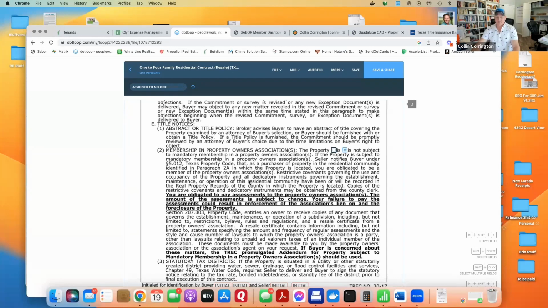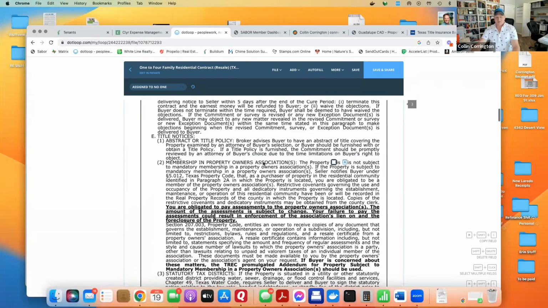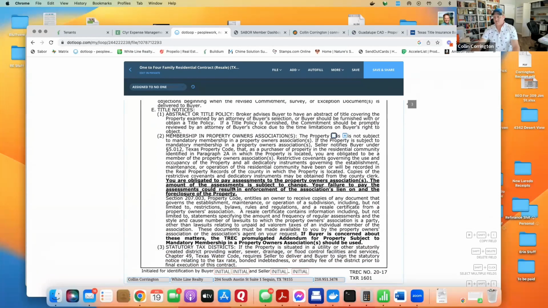So I happen to know this one is not subject to a mandatory property owners association. Okay. By the way, guys, also notice it says mandatory. There are optional HOAs. If it's in an optional HOA, it is not in a mandatory HOA. So you would say it's not mandatory, right? So they're only worried about mandatory here. All right, questions, comments, concerns about the survey, objections, and or HOA stuff.